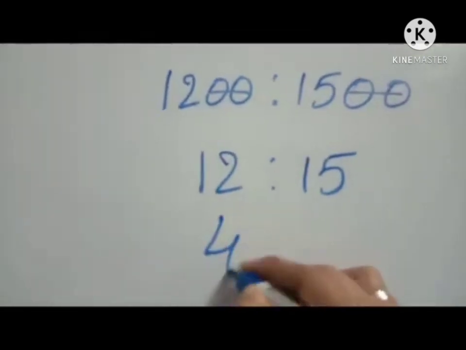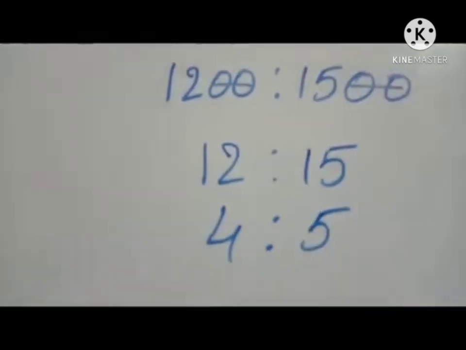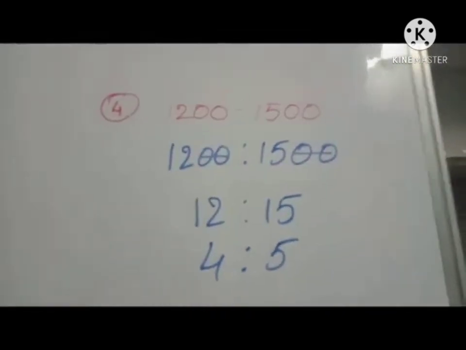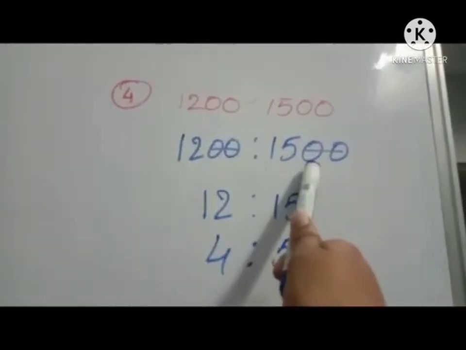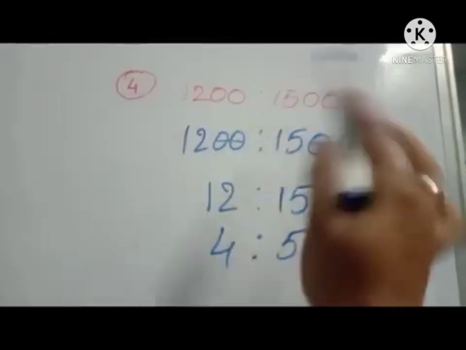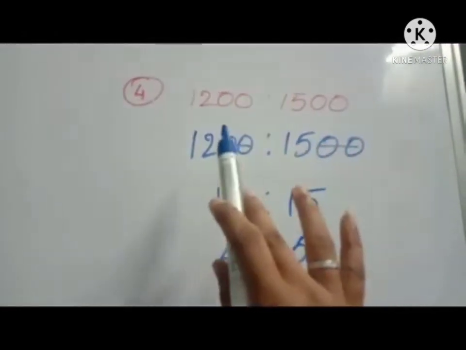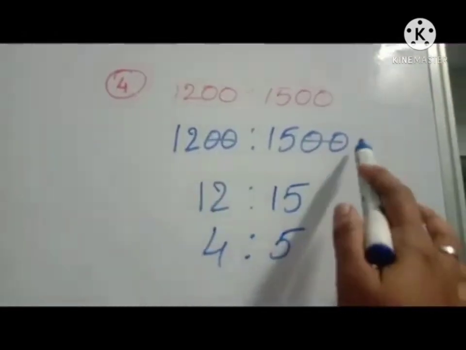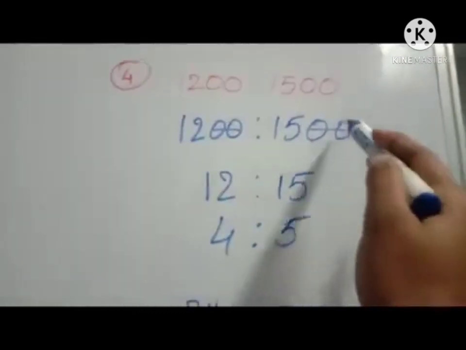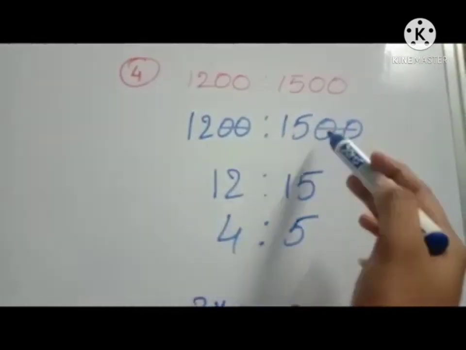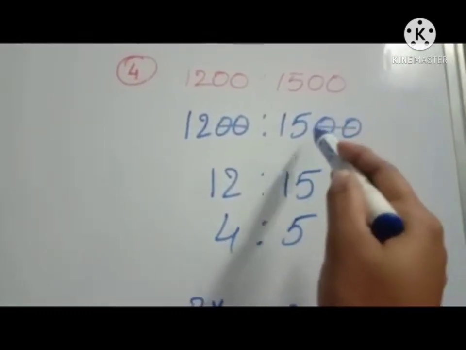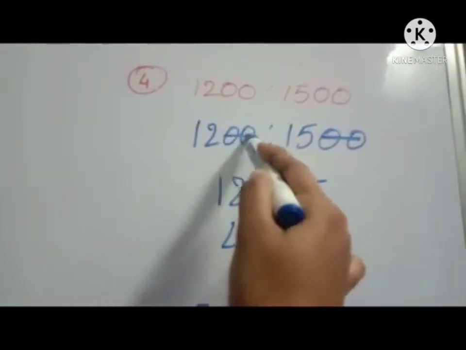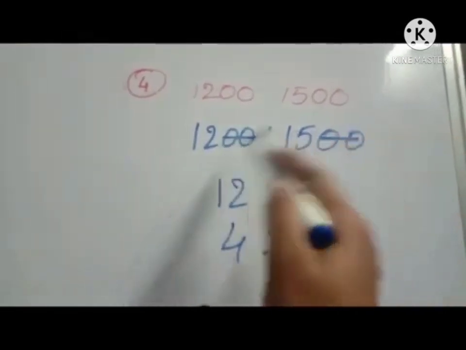Very good. 4 is to 5, here we have to write. At first what do we have to do? First write the question. Whatever the question is, write the same below. After writing, again cancel the zeros, count the zeros. If the zeros are the same on both sides, cancel them. Suppose there are 3 on this side and 2 on that side, cancel these 2 zeros only. Okay? Leave 1 zero and cancel the 2 zeros. So here 2 zeros only, here also 2 zeros only, no? So cancel these 2 zeros.